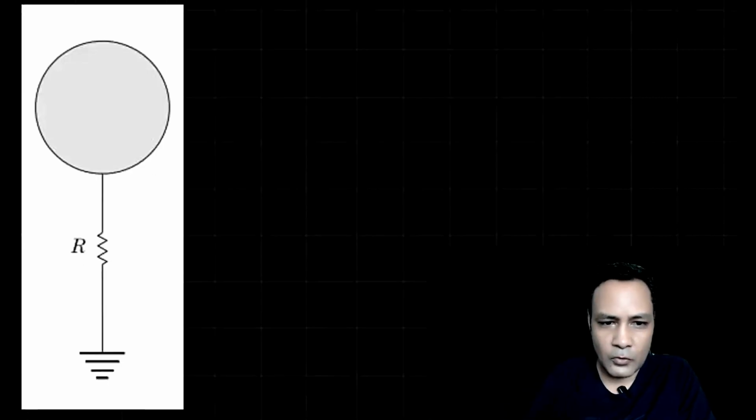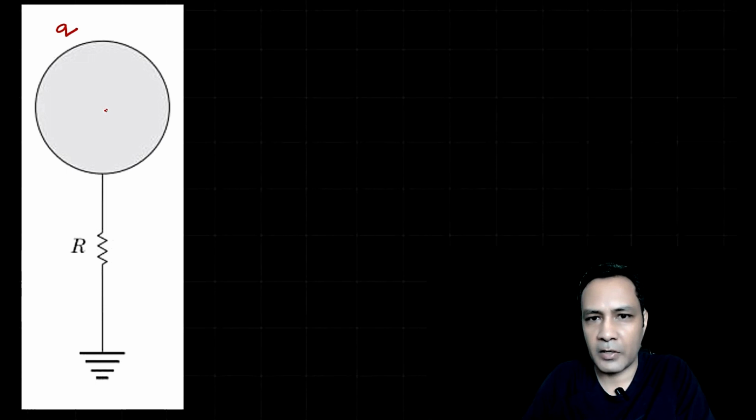Suppose at a general moment, the charge of the balloon has become q and the radius has become r. The potential is maintained at V0. So the potential of the balloon is V0, so this point has also potential V0. And this is grounded, so its potential is 0. So there is a potential difference, so current will flow from balloon to ground through that resistor, and suppose that current is I.